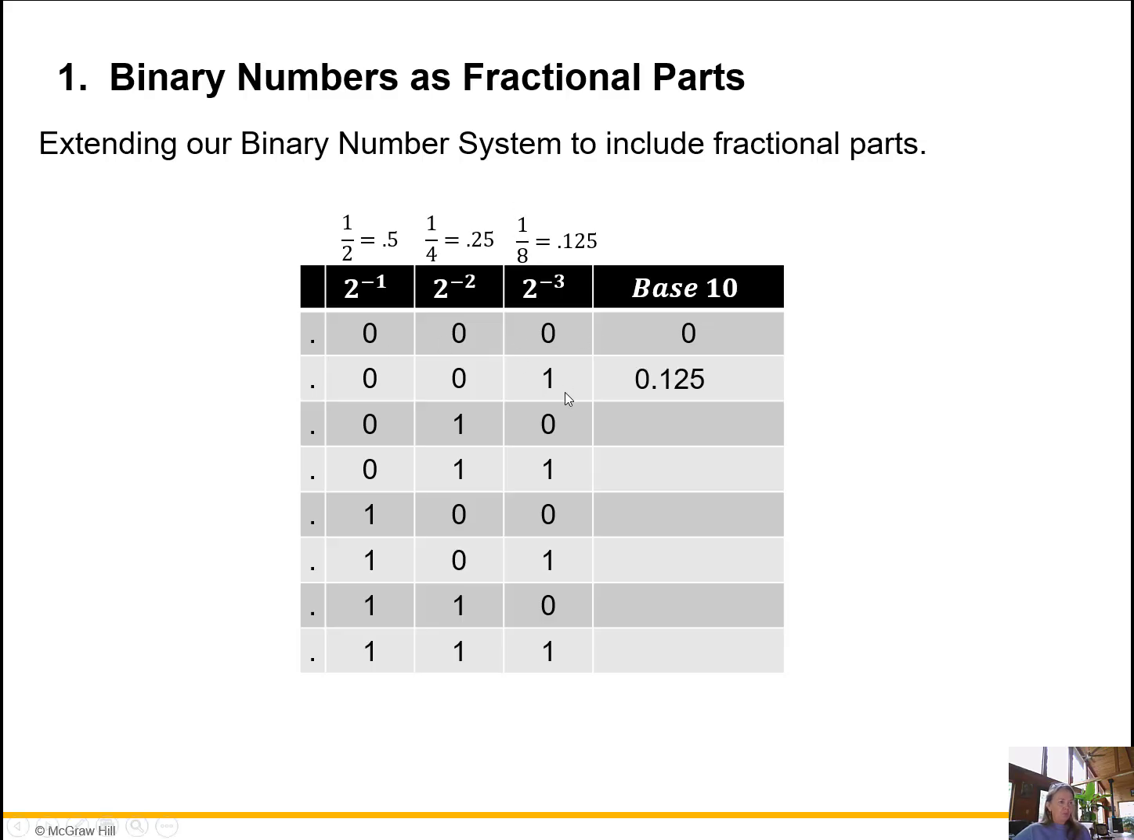All right, if I have 3 of these bits and they're in the fractional part, in this 2 to the negative third position, I have 1 of those. If I have 1 of these 2 to the negative 2, then I would have 0.25. The next one is if I have 1 of the 1/4 and 1 of the 1/8, and I would add those together. And if I want more decimal points or I want more accuracy, I just add more bits in the fractional part.